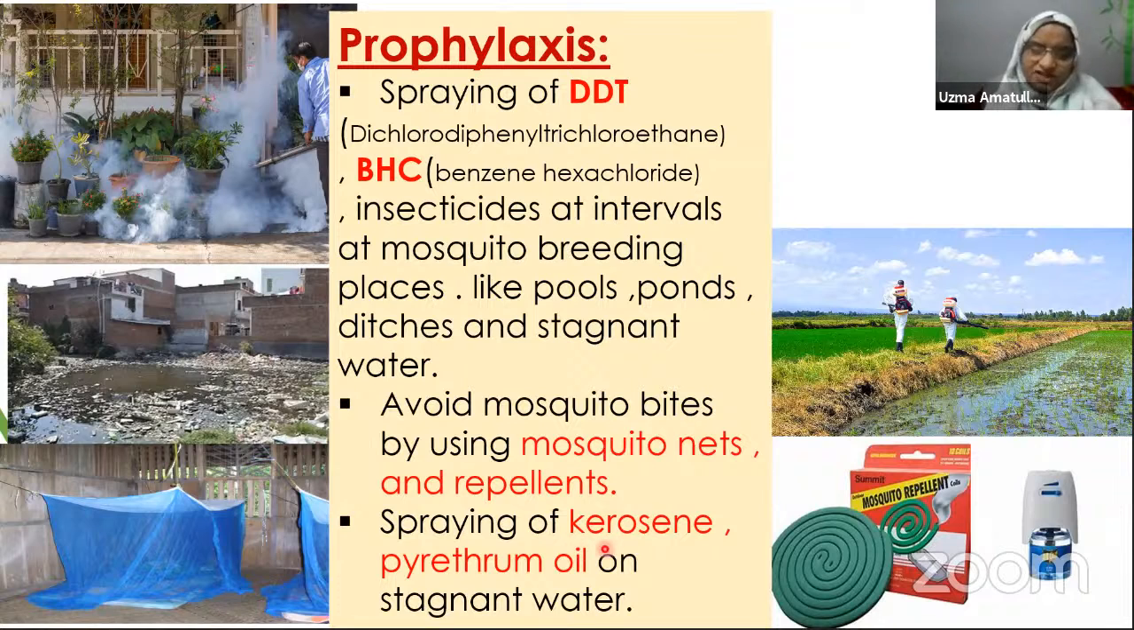Now spraying of kerosene and pyrethrum oil on the stagnant water. Now on the stagnant water, if you spray this kerosene or pyrethrum oil, it will form a film on the outer layer of the water. Then what happens? It will cut off the oxygen supply, and the breeding larvae of mosquito will die because of suffocation.